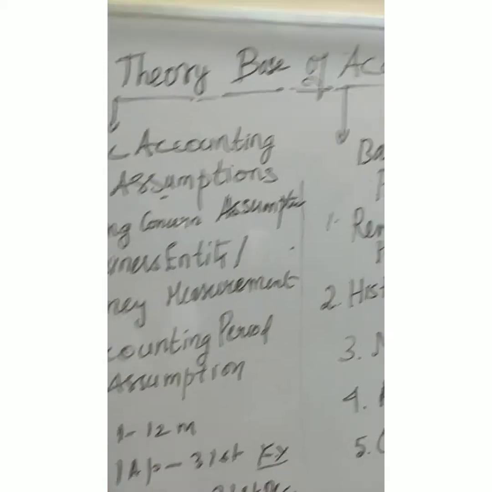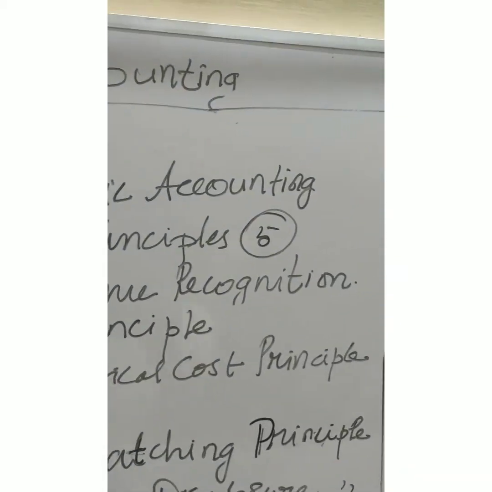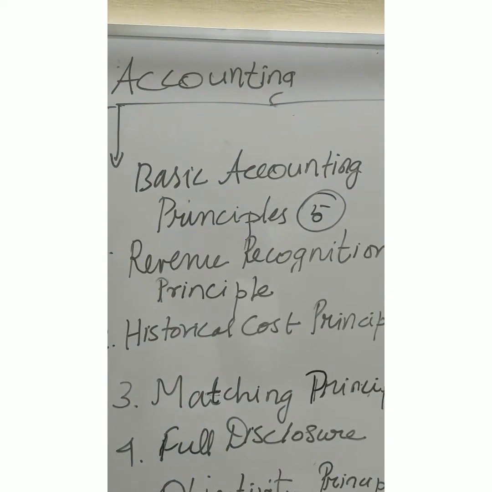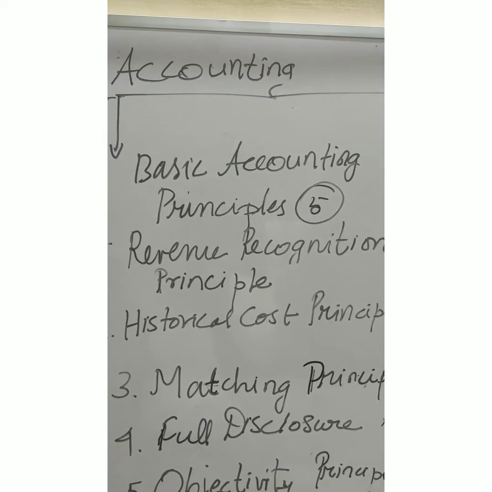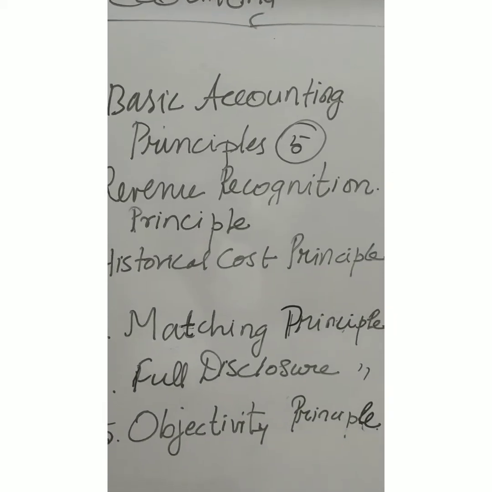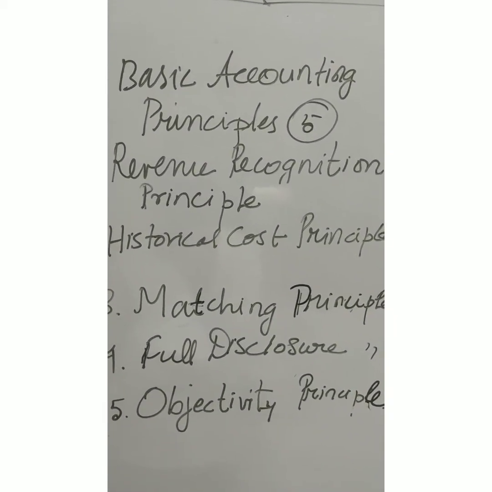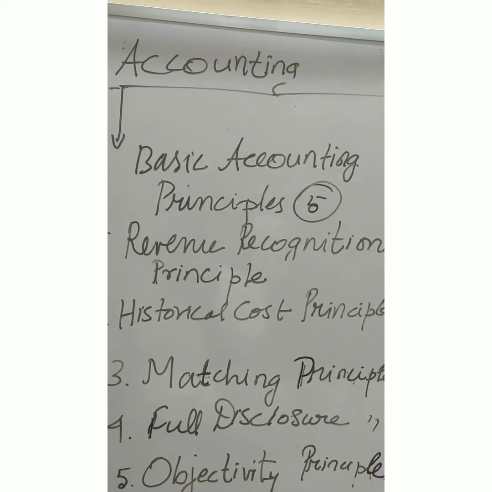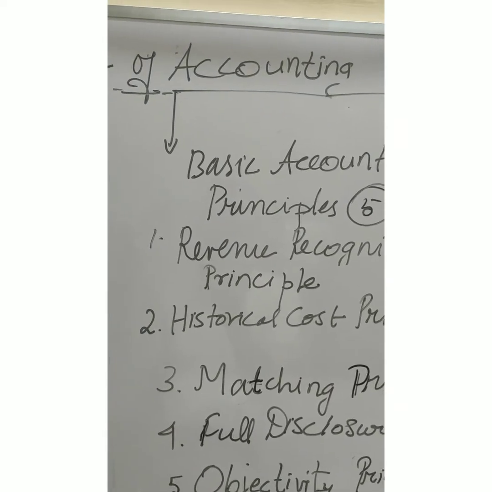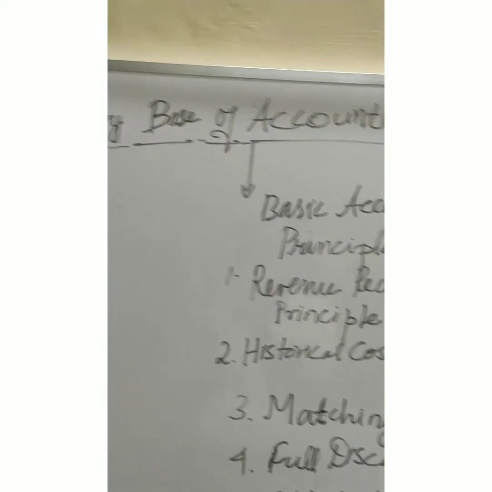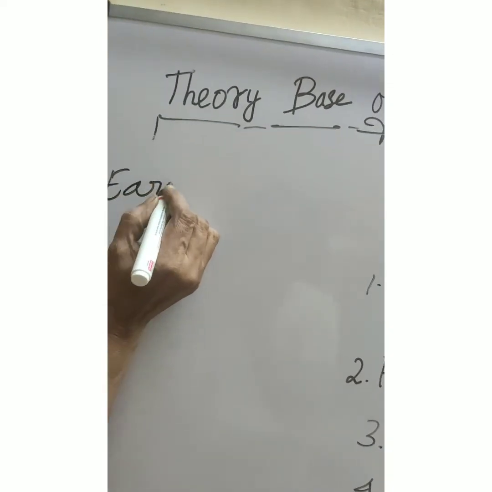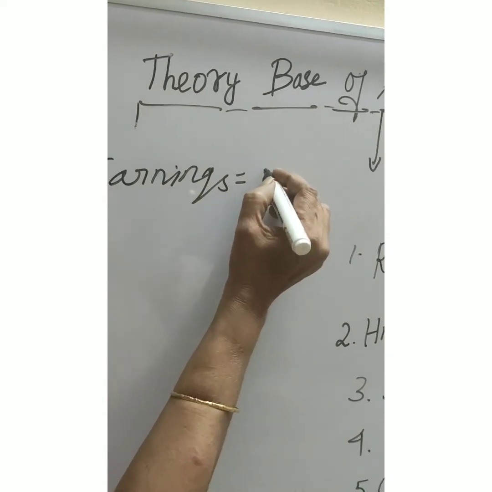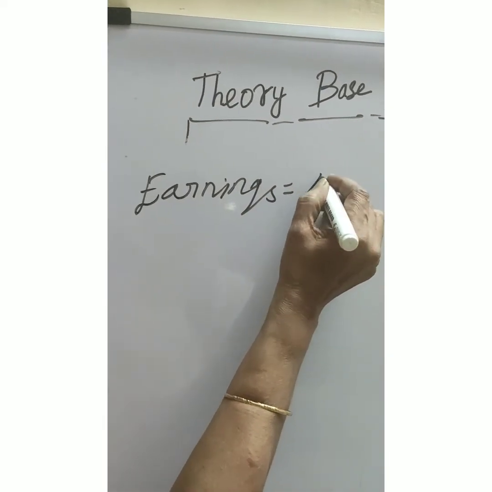Now let us go to the basic accounting principles. The basic accounting principles are the revenue recognition principle, the historical cost principle, the matching principle, and the full disclosure principle. Then we will come to the objectivity principle. Now let us see what the revenue recognition principle is. The revenue recognition principle talks about the earnings of the business. Earnings should be recorded in the same accounting year, accounting period.